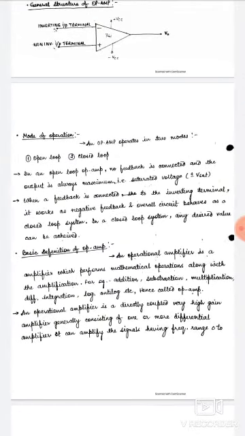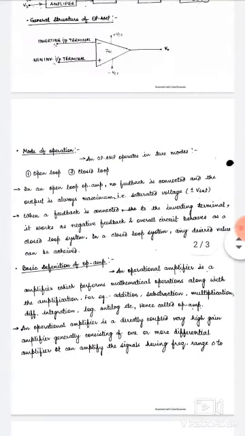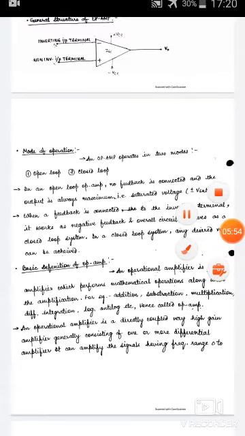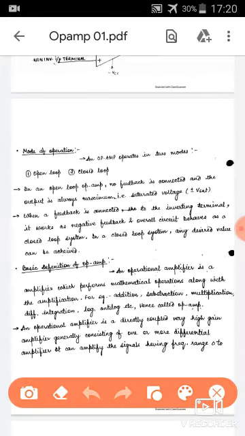Now the mode of operation. Op-amp generally works in two modes. One is the open loop and the other one is closed loop. If the input terminal and output terminal are not connected by any resistor, capacitor, etc., then it is called open loop operation. And if the input terminal and output terminal are connected by any means, then it is called closed loop op-amp.